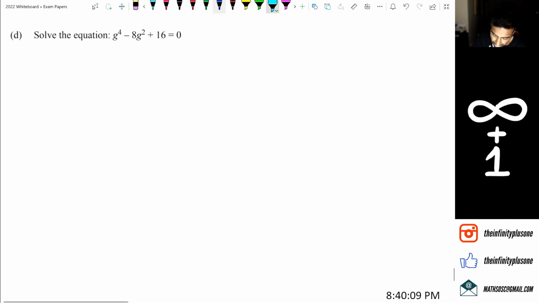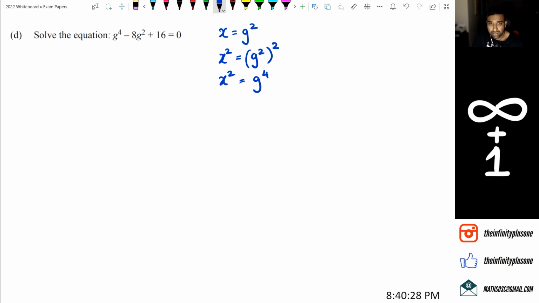So what we're going to do is a little substitution. We are going to put x is equal to g squared. Now if x equals g squared, then x squared would become g squared squared, which equals g to the power of 4. I hope you guys can see the substitution that I'm about to make, because I'm going to replace g squared with x, and I'm going to replace g to the power of 4 with x squared. And when I do this, I'm going to get a very straightforward, simple quadratic.